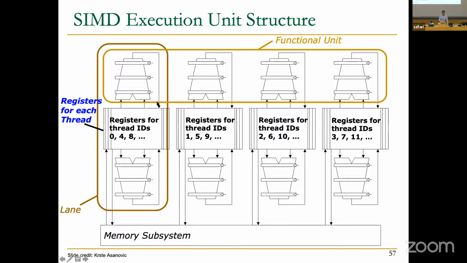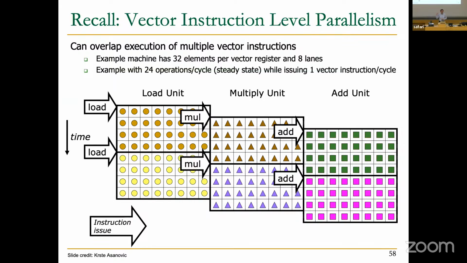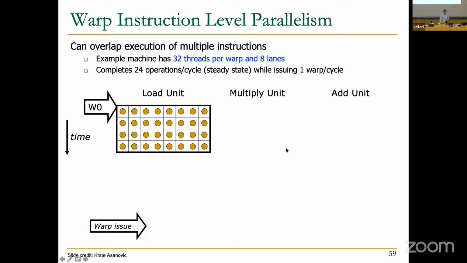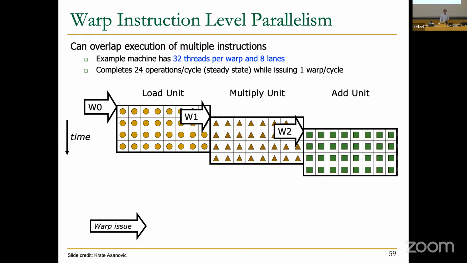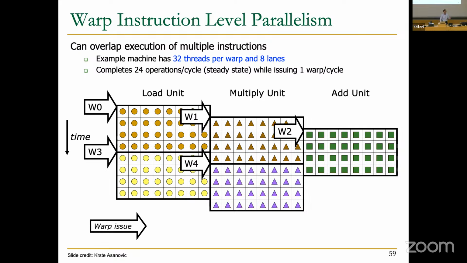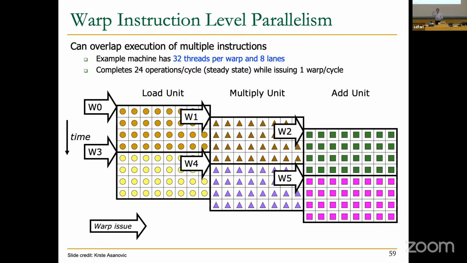We have the same structure in a GPU. This is a GPU execution unit structure. Essentially, we have a register for each thread. So thread IDs 0, 4, 8 have their registers over here. The thread IDs 1, 5, 9 have their registers over here. So we partition the register file across threads, essentially. Not that much different. And then recall the vector instruction level parallelism. This picture is going to be very similar. Instead of having vector load, vector multiply, vector add, we essentially have warps. Warp 0, warp 1, warp 2, and then warp 3, warp 4, warp 5. And then you eventually get back to warp 0, again, doing some other operation. Right? Hopefully that makes sense.